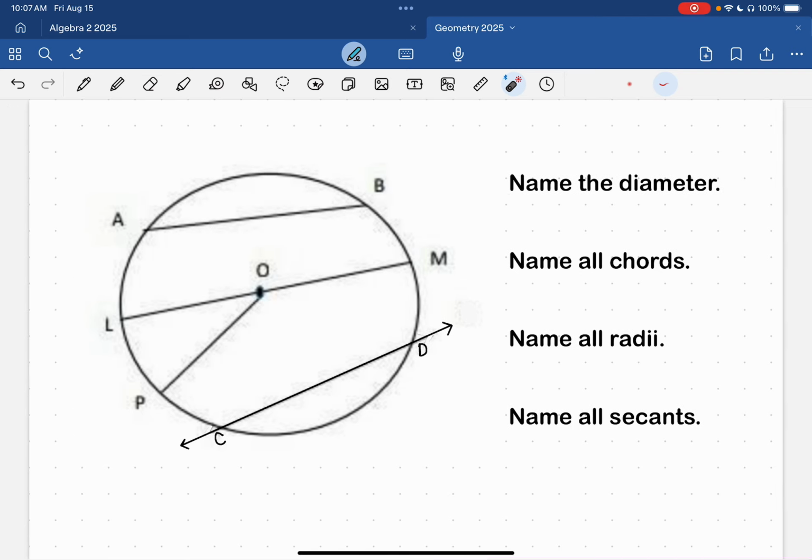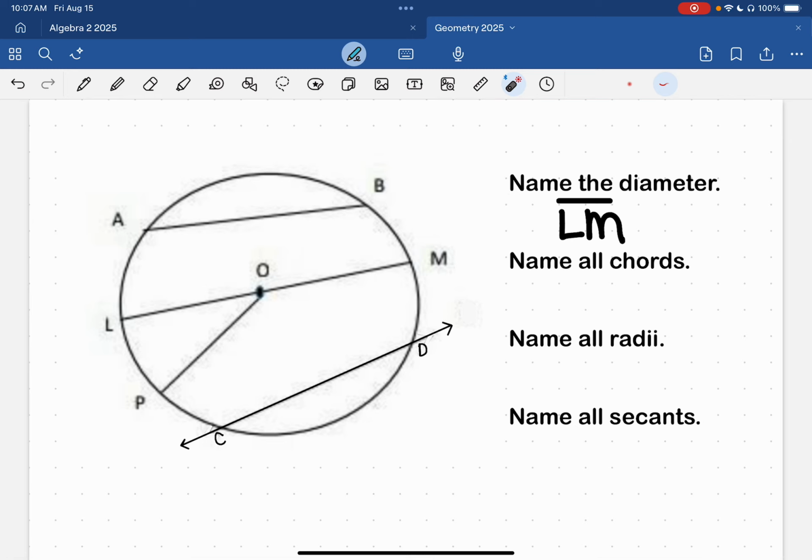All right, so let's name the diameter. From my notes, I know that the diameter has to go through the center and touch both sides of the circle. So I would call it LM or ML, and I would use just a segment symbol across the top. Look at how it looks on the picture. It starts at L, it goes through O, and it ends at M. So we're going to put the start and the stop, and we're not going to put the O. We only use 2, never 3.